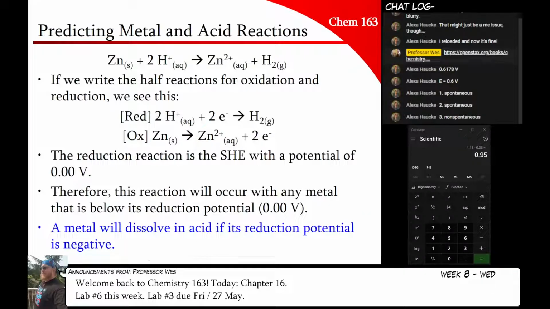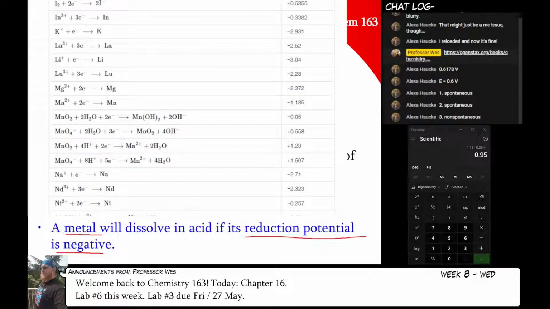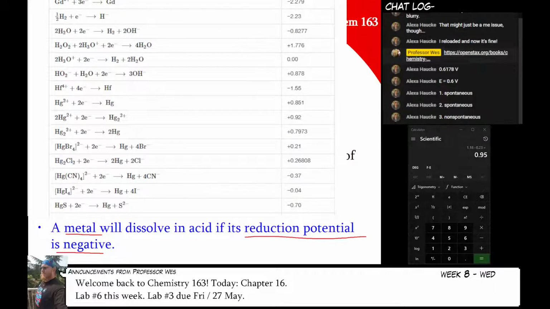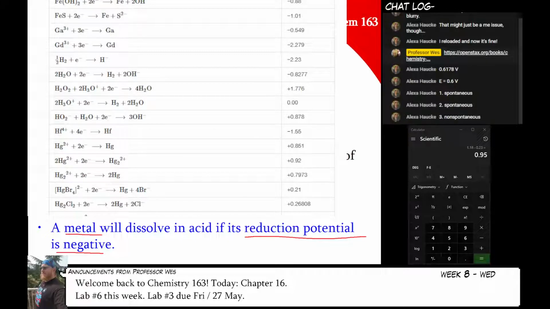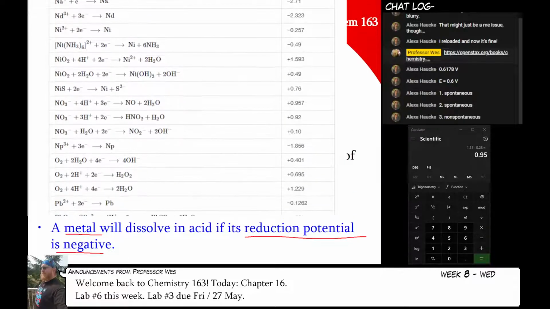And thus, any metal whose reduction potential is less than 0 will react with an acid. Now, there are other acids out there, and those acids can oxidize stuff as well based on whatever the anion is. So, for example, nitric acid: not only does it have the standard hydrogen electrode, which is at 0 here, but nitric acid also has nitrate in it. And nitrate has a potential of 0.957.